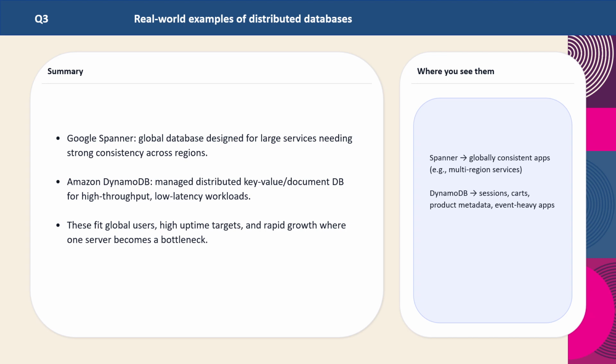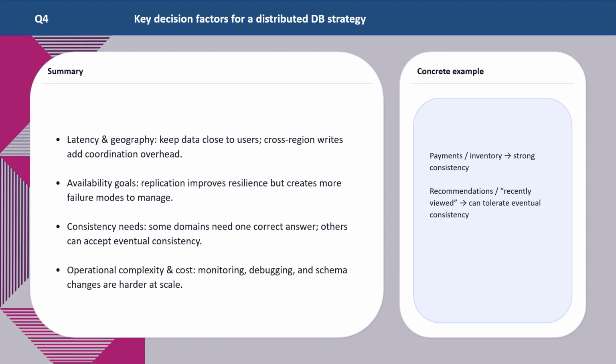When we talk of DynamoDB, that is an Amazon database and is a managed distributed key-value and document database built for high throughput and low latency. So it's used in things like shopping carts, user sessions, and product data, in places where speed and scale really matter. So the main point is when global traffic grows and uptime matters, a single server becomes a bottleneck, and companies move to distributed databases because they cannot really rely on just one.